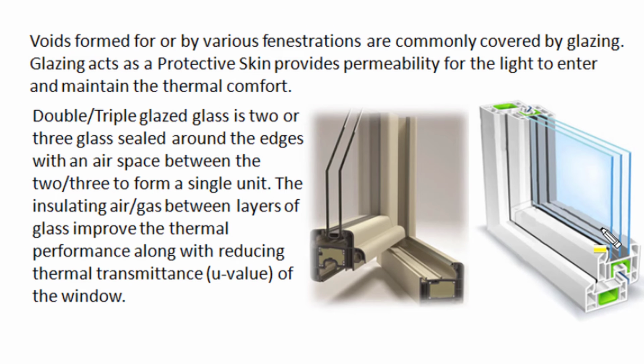Voids formed by fenestration are commonly covered by glazing which is fixed in specifically designed frames. These glazings act as a protective skin and provide permeability for light to enter and maintain illumination and thermal comfort. Double or triple glazed glass panels have 2 or 3 glass panes sealed around the edge with an air space between them, forming a single unit. The insulating air or gas between the layers of glass improves thermal performance and reduces the thermal transmittance, U value, and solar heat gain factor of the fenestration.